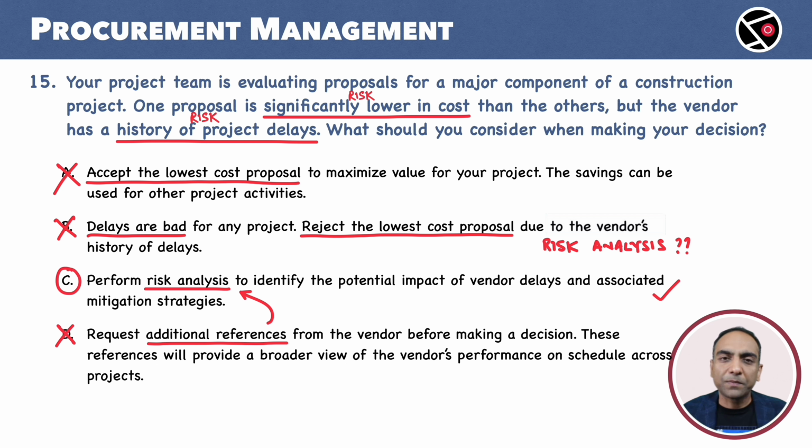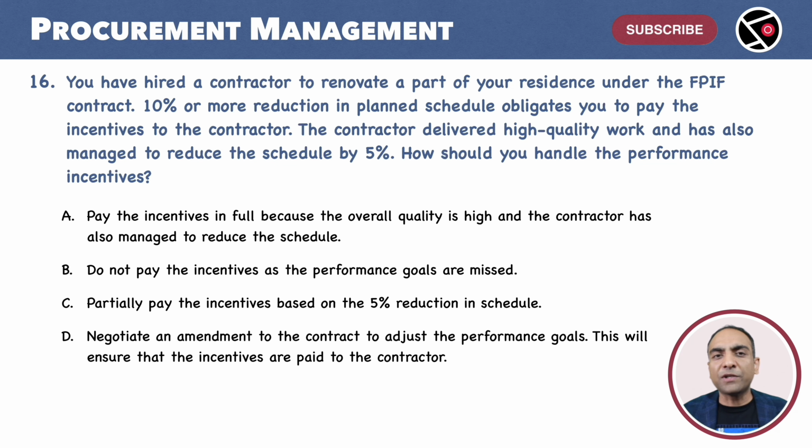You have hired a contractor to renovate a part of your residence under the FPIF contract. 10% or more reduction in the planned schedule obligates you to pay the incentives to the contractor. The contractor has delivered high quality work and has also managed to reduce the schedule by 5%. How should you handle the performance incentives?